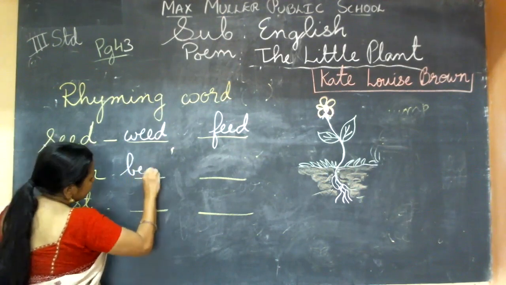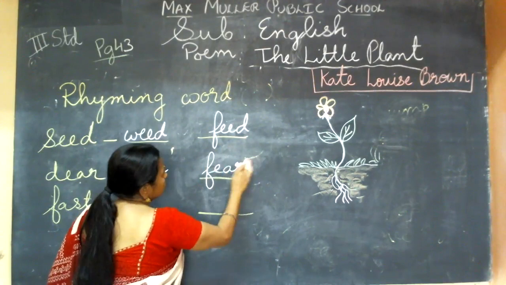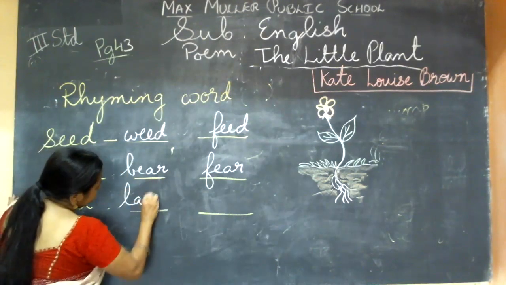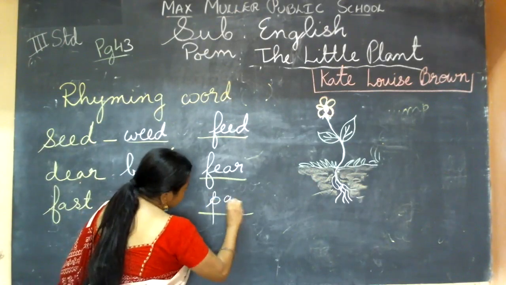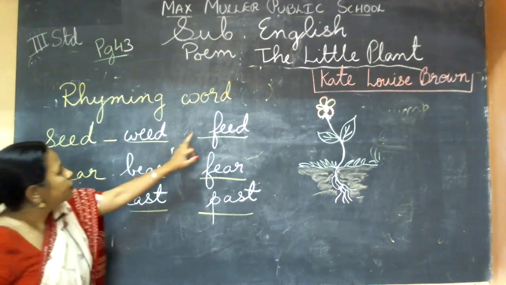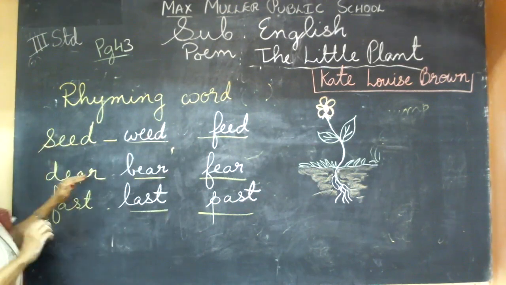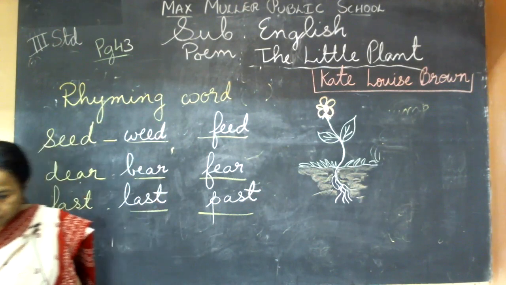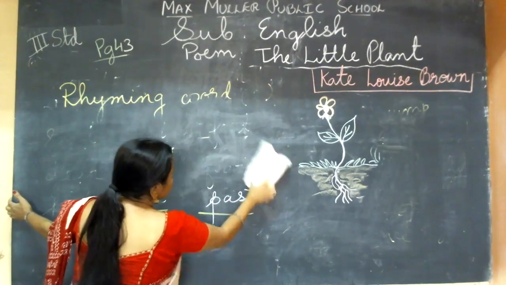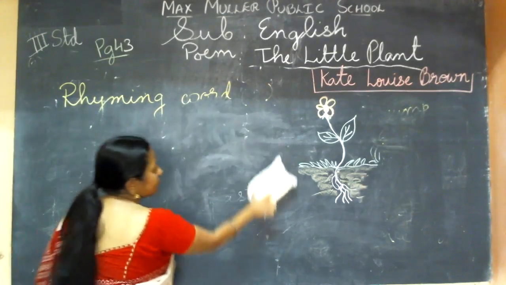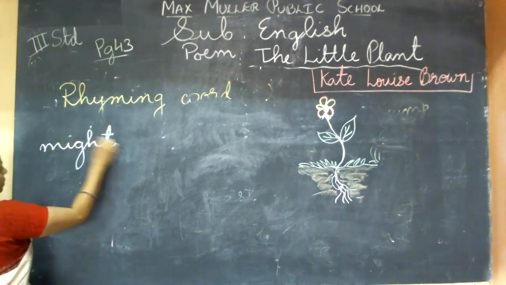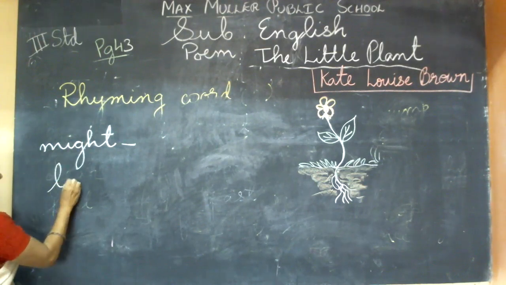Next one, deer. Deer, you can write bear. Bear, one animal is there. Fear. Fear means, you know, you're scared of something. That is fear. Next is fast. You can write last or past. Last, L-A-S-T. Last, you know, first and last. Past means what already happened. Okay? Another two of them, might and lay. So this much you write in the book. Seed, weed, feed. Deer, bear, fear. Fast, last, and past. Another two, our exercise will be completed. See, last two words, might, M-I-G-H-T, might, and lay, L-A-Y, lay.